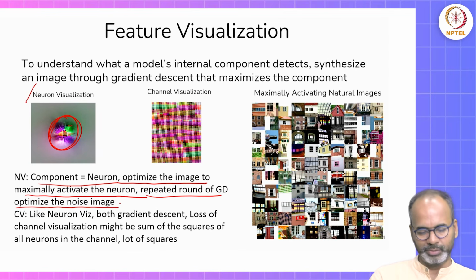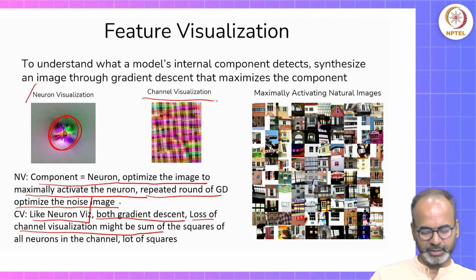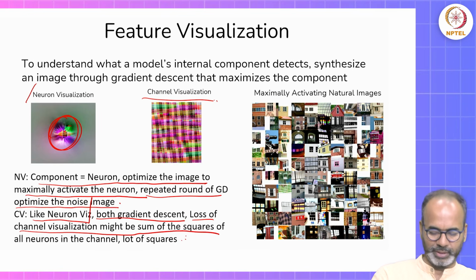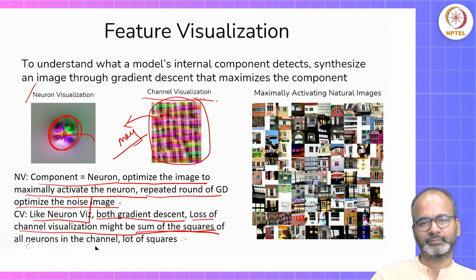When all neurons are put together, it becomes channel visualization. Like neuron visualization, both use gradient descent, but the loss of channel visualization might be a sum of the squares of all neurons in the channel. So if you see, this is multiple neurons. The difference between this and this is that one is a single neuron, this is many neurons. And the way you can do channel visualization is by taking a sum of squares of all neurons in the channel. Right, so that's the idea.